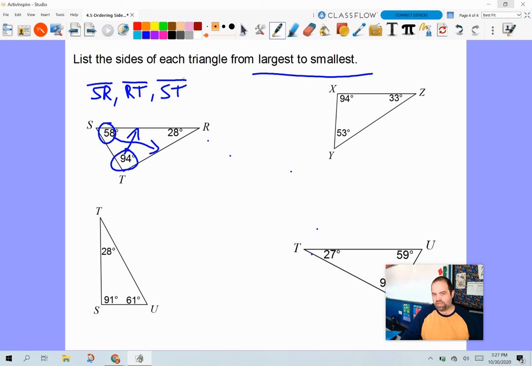If you didn't catch it, the angle that you pick, angle R, angle S, angle T, whatever, it's the other two letters that you use for the side. So angle X, across from that is YZ. Then angle Y is the next one, so that is XZ. And then the last one is XY.